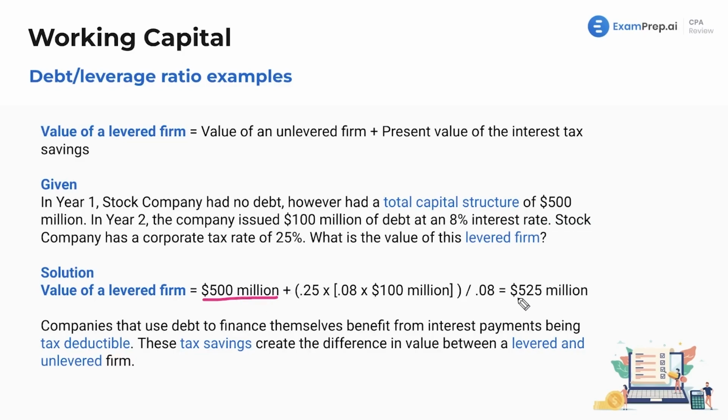Now, keep in mind that companies use debt to finance themselves, and they benefit from interest payments being tax deductible. These tax savings create the difference in value between a levered and unlevered firm. That's the difference in value, right? It derives directly from having debt, because equity is where we don't have any tax benefits, anything like that. So that's why you don't just say an extra 100 million is added there. You get those benefits, and that's the concept of the value of a levered firm.